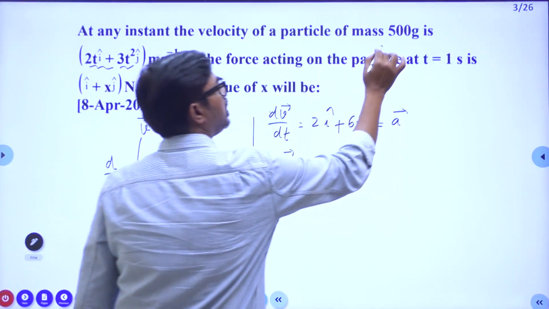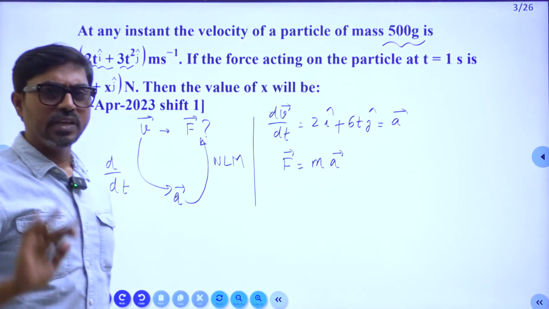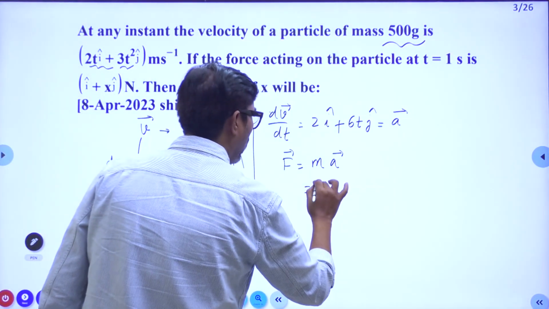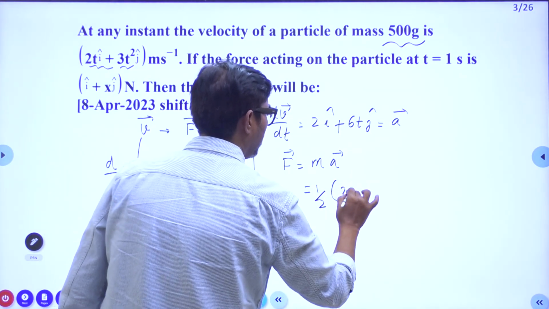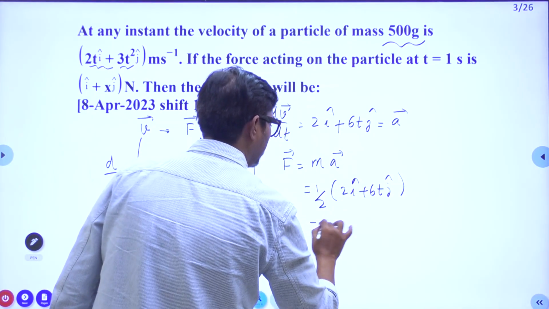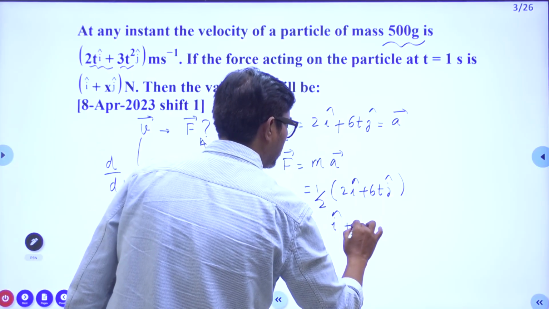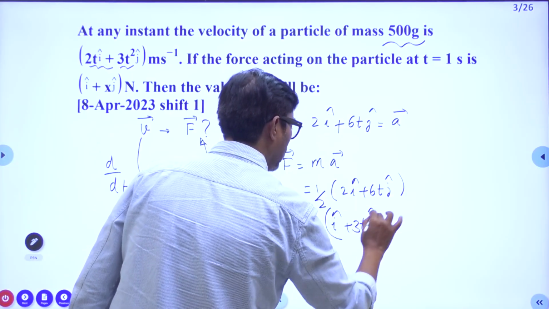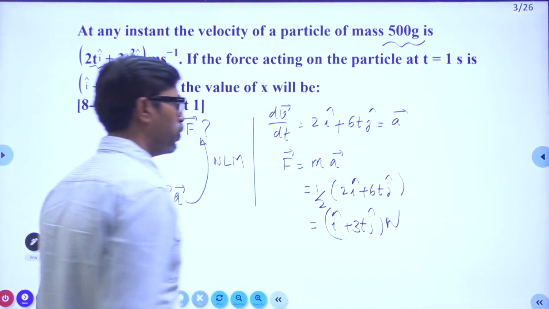Mass they had given 500 grams, which is half a kg. So this is going to be 1 by 2 times 2 i cap plus 6t j cap. That is going to be i cap plus 3t j cap Newton. That is the force there.